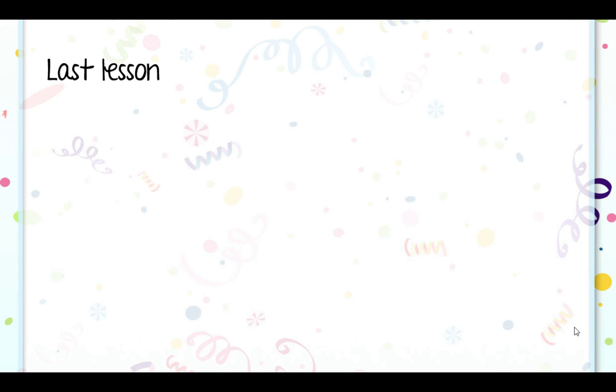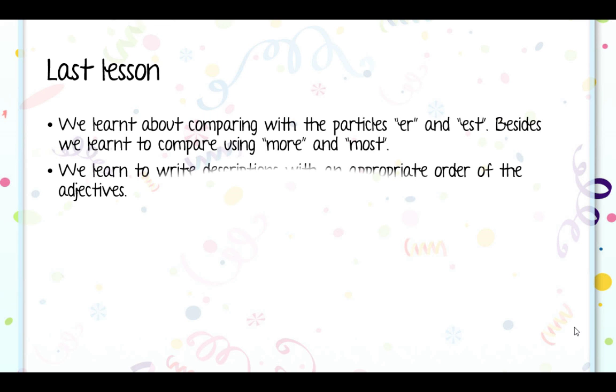The last class we had, we were talking about comparing with the particles ER and EST, right? Besides, we learned to compare using more and most. Remember? He is more beautiful than she, or she is more beautiful than him. She's cleverer than him, etc. He's the most beautiful man of the world. I don't know. You can look for more appropriate examples.